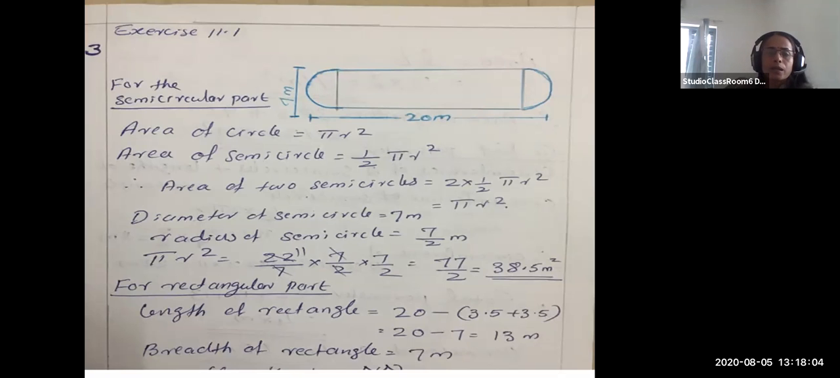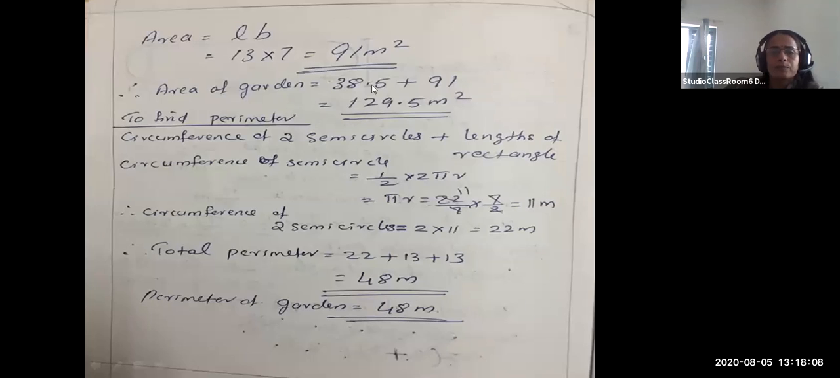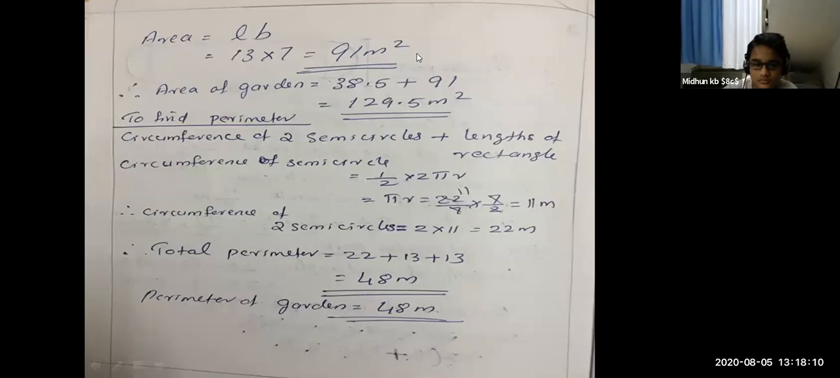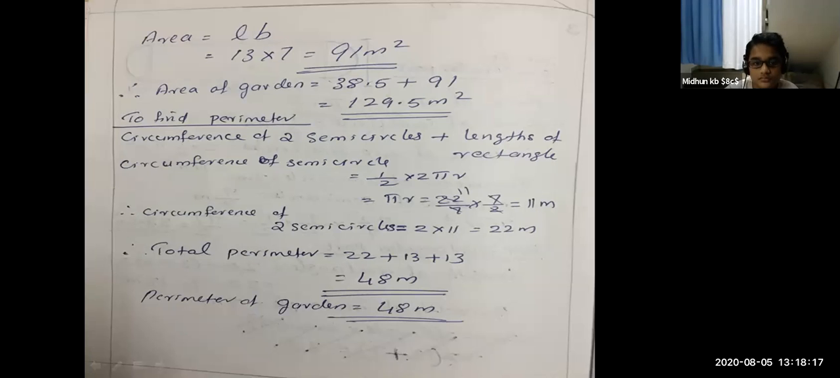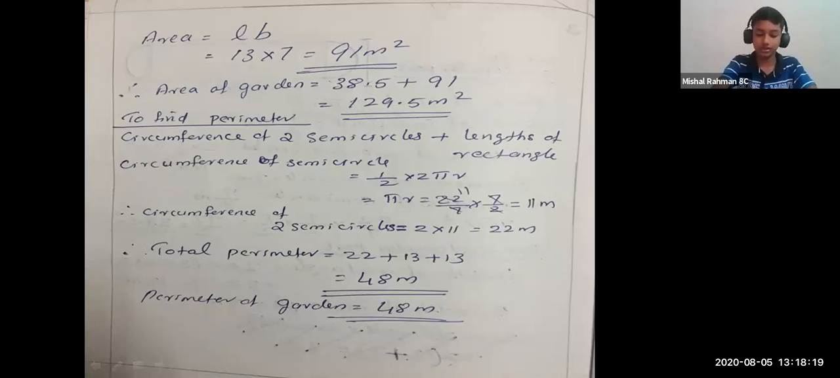So the area of the rectangular part will be, area of the rectangle is length into breadth. 13 into 7, not 20 into 7. 13 into 7, area equals 91. Ma'am, 91. Yes.